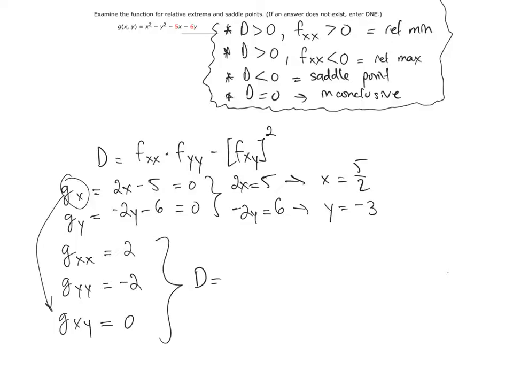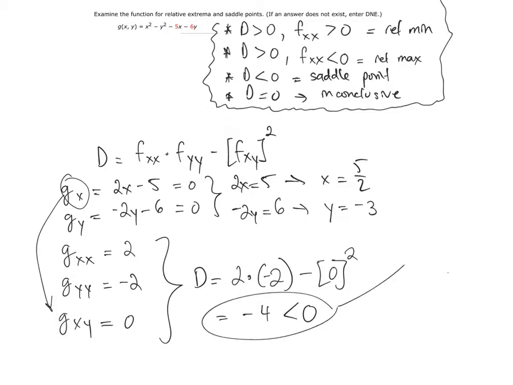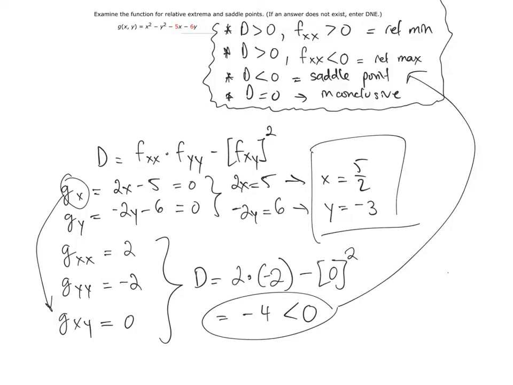So your D would be 2 multiplied by negative 2 minus 0 squared, which is negative 4, and negative 4 is less than 0. So you would have a saddle point at x equals 5 over 2 and y equals negative 3.